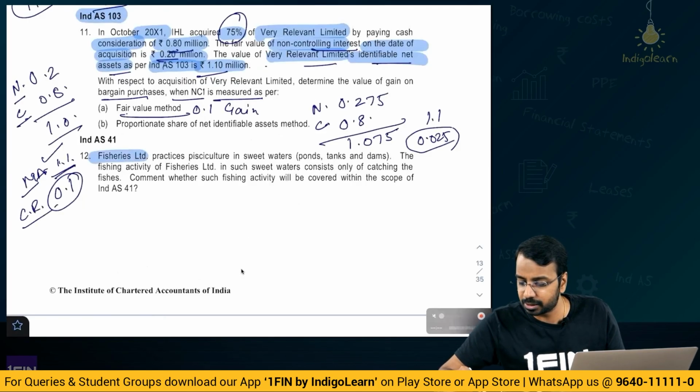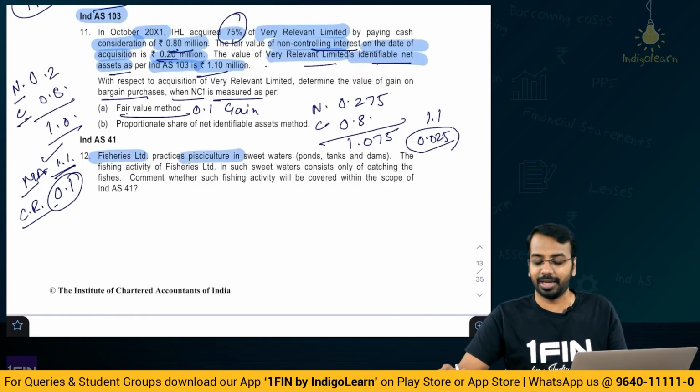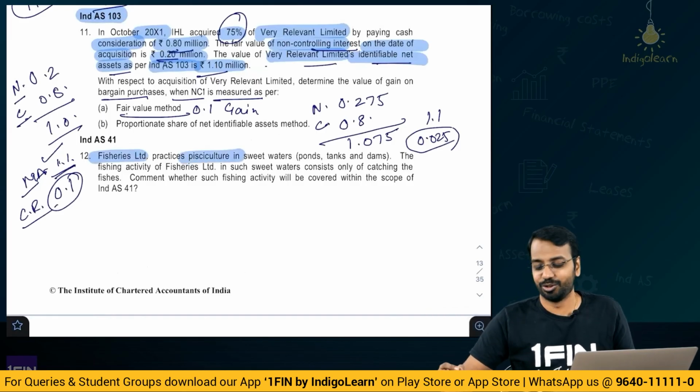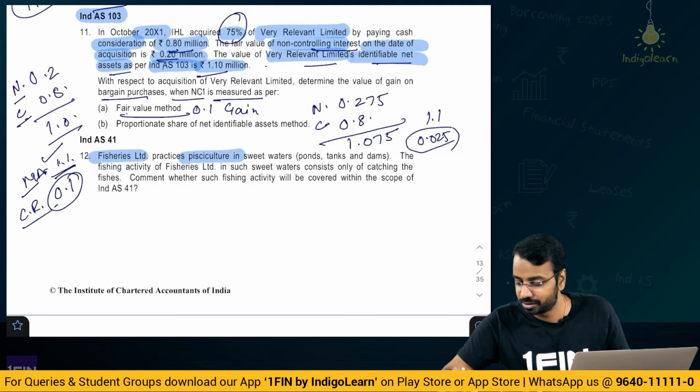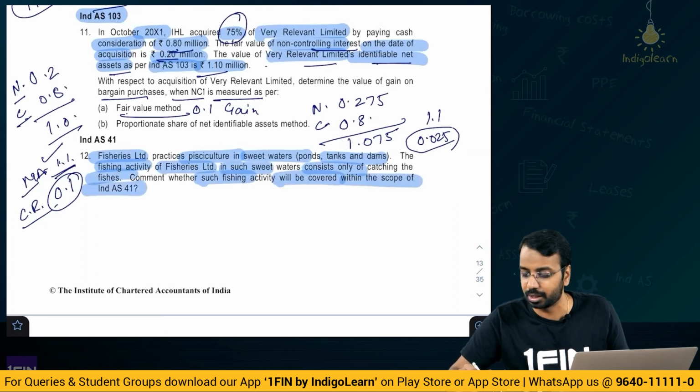Fisheries Limited practices pisciculture. We used to study it as a part of our school curriculum. In sweet water ponds, tanks and dams, the fishing activity of Fisheries Limited in such sweet water consists only of catching the fishes. Comment whether such fishing activity will be covered within the scope of Ind AS 41.